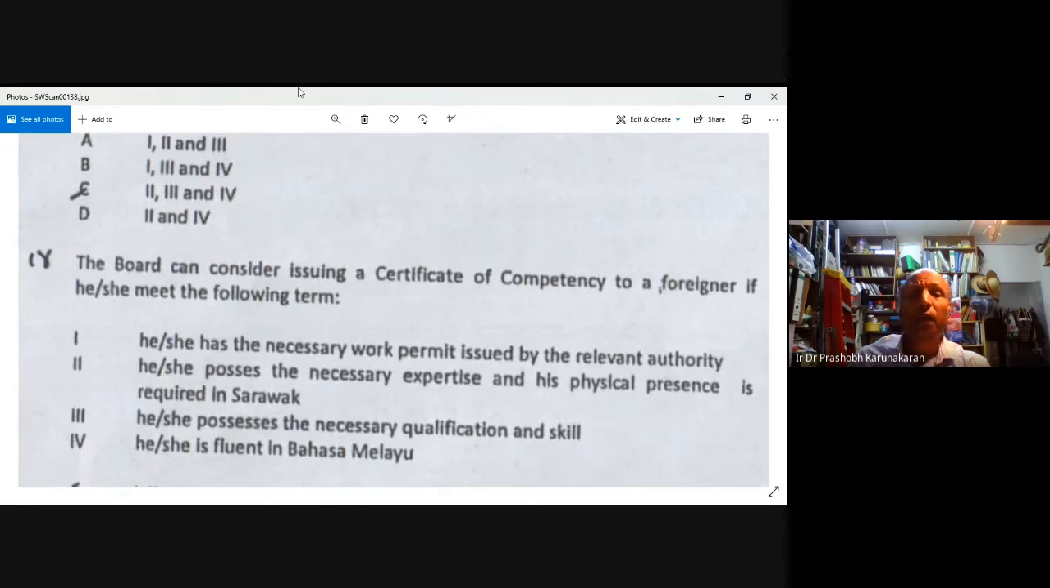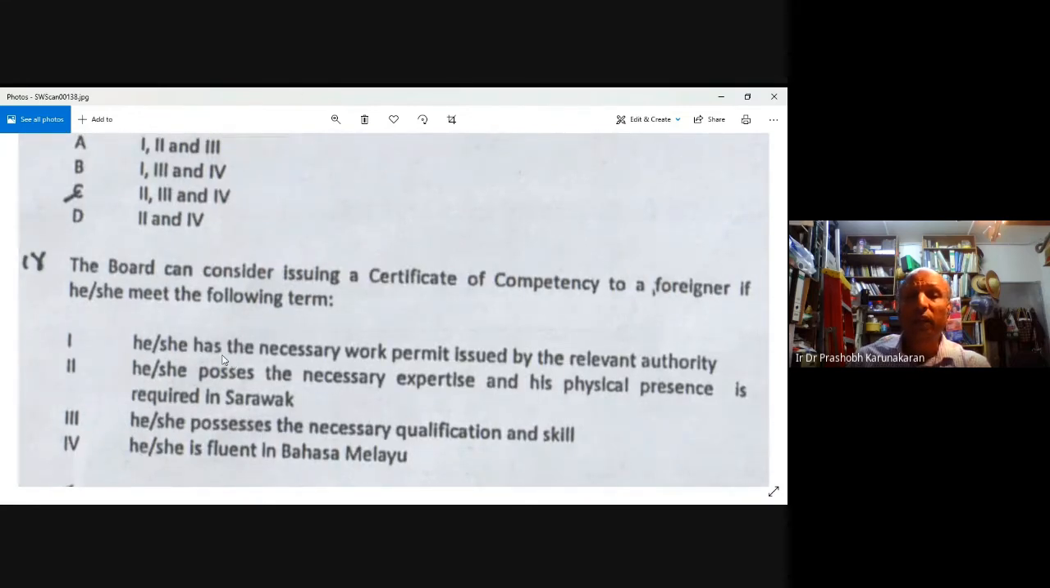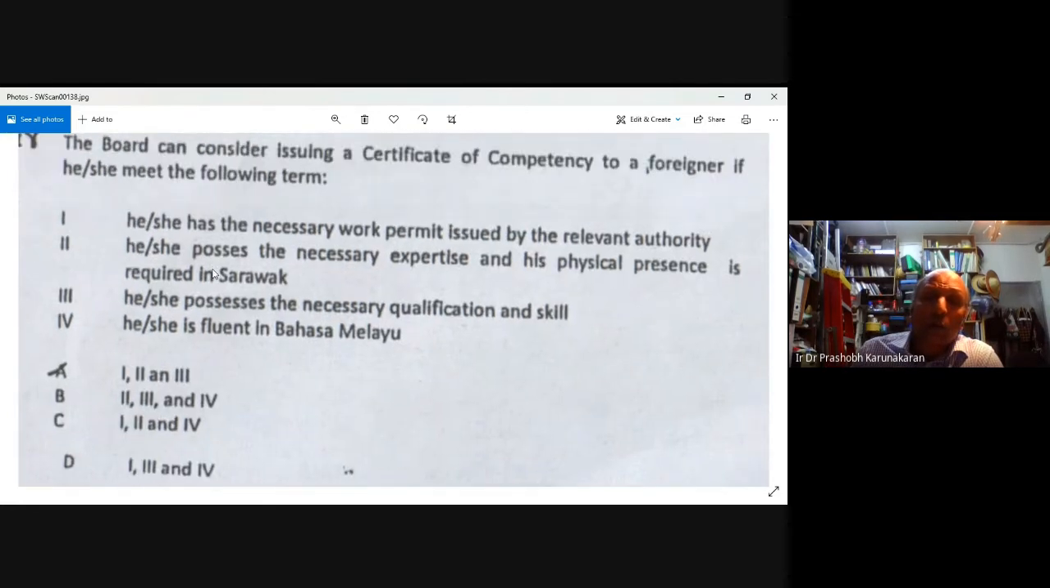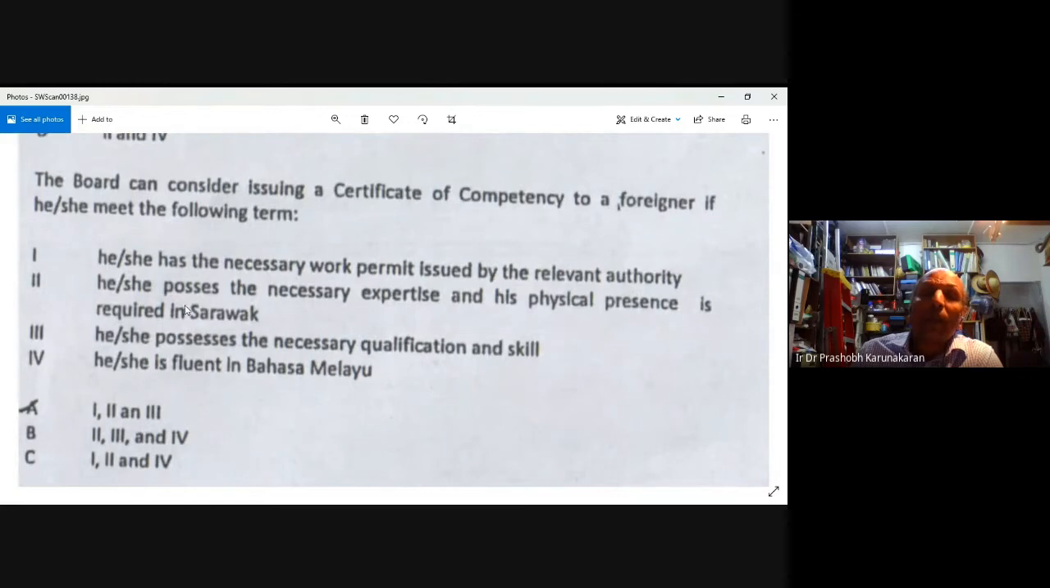Next one. The board shall consider issuing a certificate of competency to a foreigner if he has the following terms. 1, 2, and 3. He has the necessary work permit issued by the relevant authority, so maybe he can work in Sarawak. I remember the EIU is only for Sarawak. Semenanjung is different.